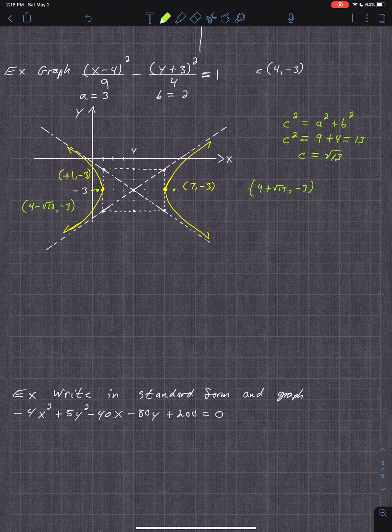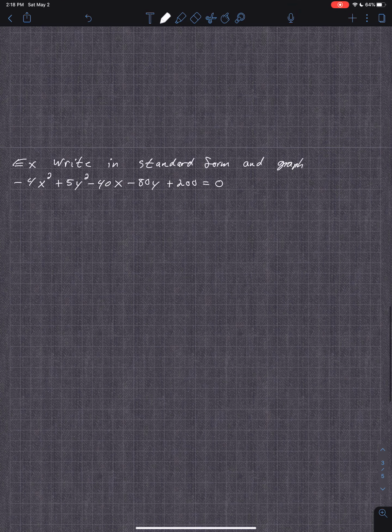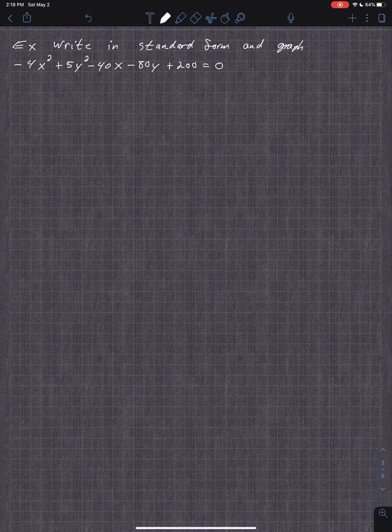Okay, let's do one together, and that'll be it for chapter 7. Write in standard form and graph. Okay, so let's take a look at that. So we got to complete the square on this again. So do the same process, maybe try it. Okay, so try this one. Okay, you try it. So you want to group the x values together, group the y values together, and then complete the square.